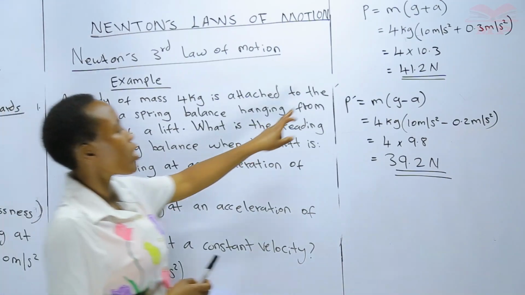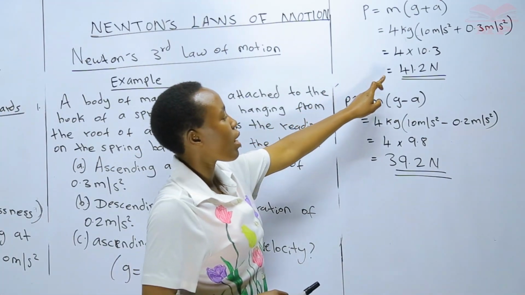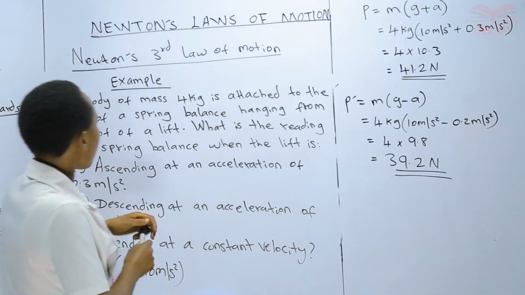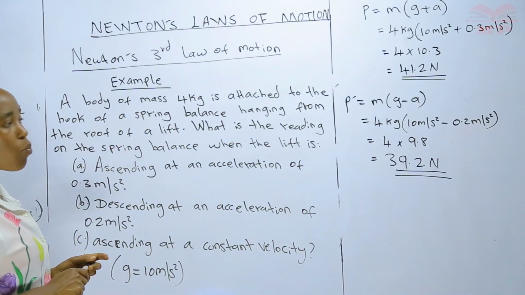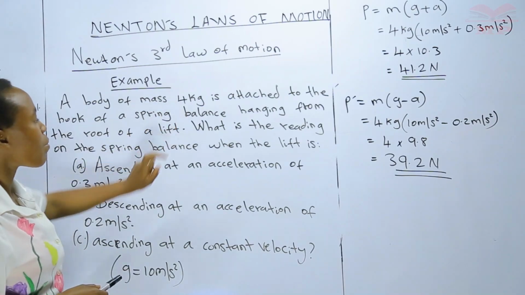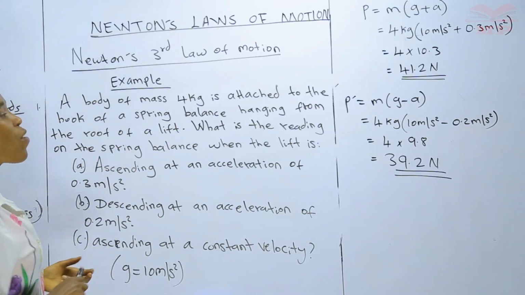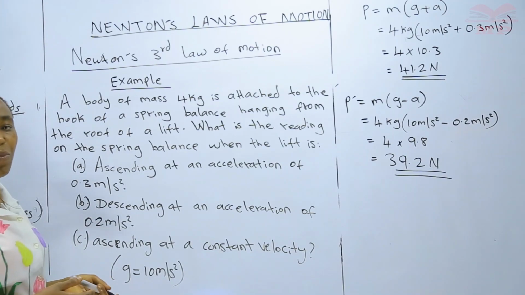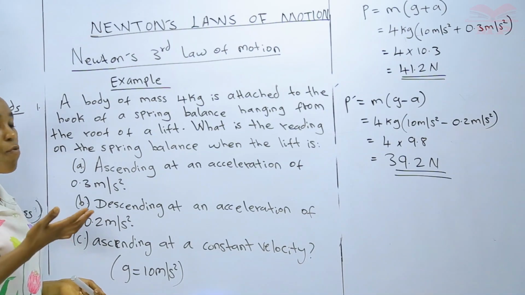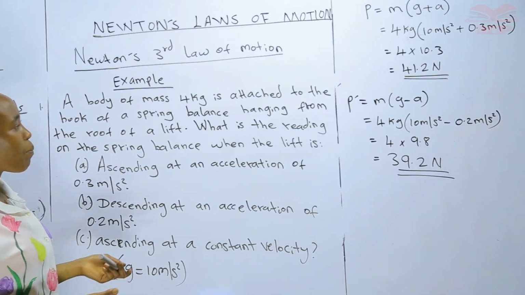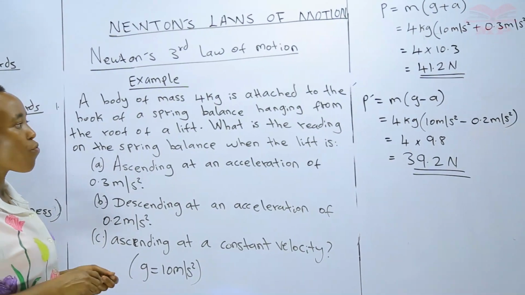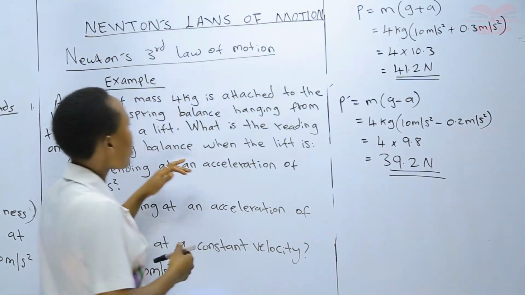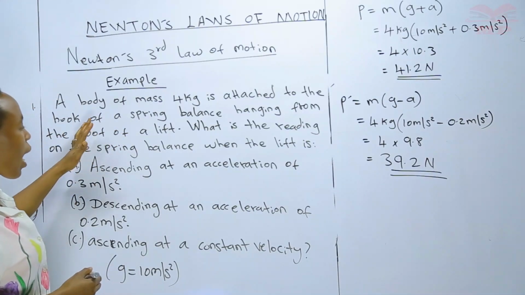You can see when it is moving upwards, the weight here is more than the weight of that body, because the weight here is 4 times 10, which is 40. There we have 41.2. So no wonder someone will experience some force or pressure exerted on the feet when he or she is standing on a lift that is moving upwards.